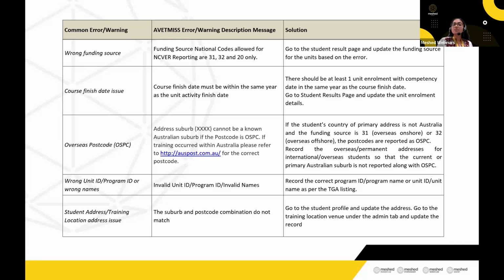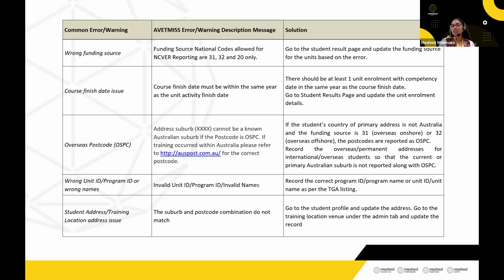For overseas students, it is important to have their permanent addresses because if you do not, then the Australian suburb gets reported along with their origin, which does not match. So based on students' funding source, which is 3132, and based on student origin, NCVR automatically assumes that the student is an overseas student with the postcode OSPC. So the country code and the suburb should be an overseas suburb and not an Australian suburb. So if you see these warnings in your NAT files, you have to go to the student profile page and record the student's overseas permanent address.